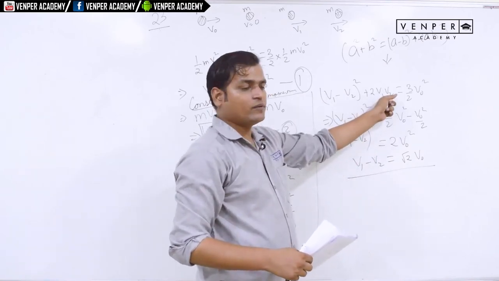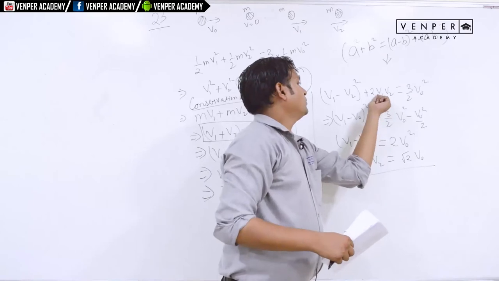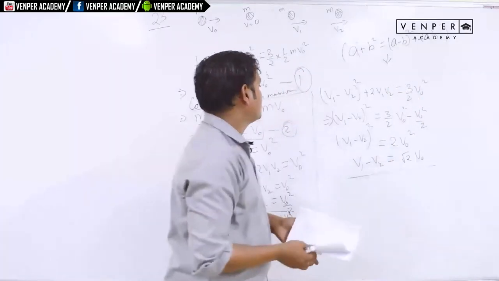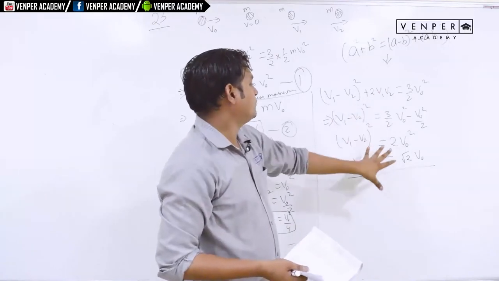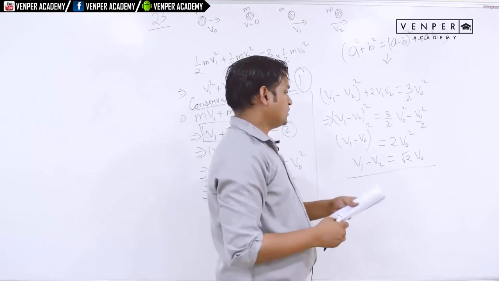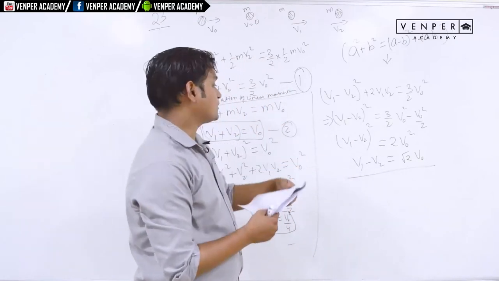Because we know this value 2 v1 v2, I can shift this value to the right hand side. So (v1 minus v2) whole square, what will I get? This is 2 v0 whole square. So v1 minus v2 is root 2 v0. So the correct answer is 4.